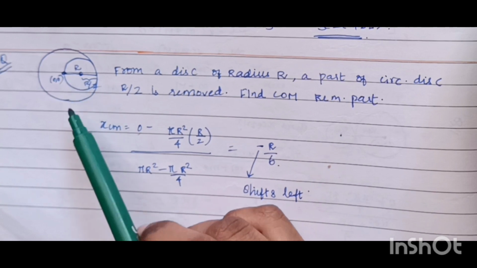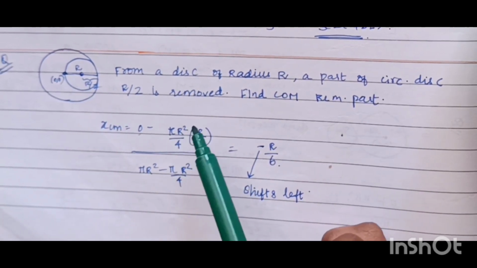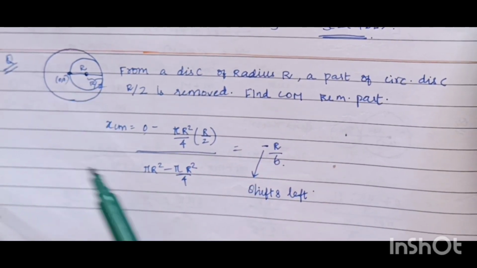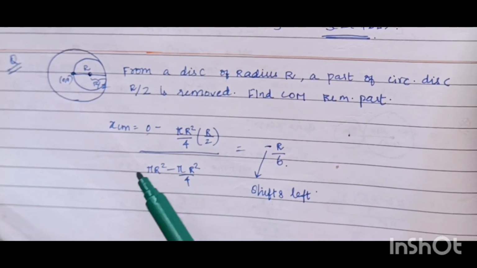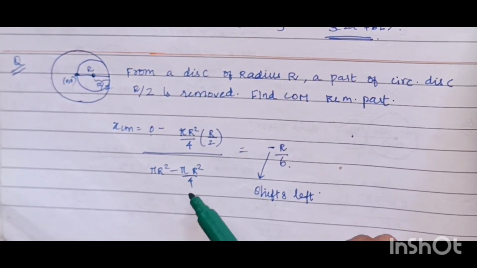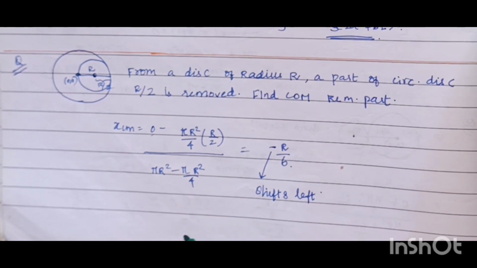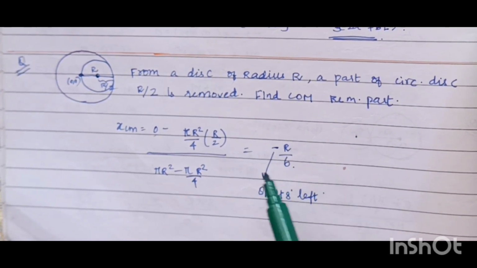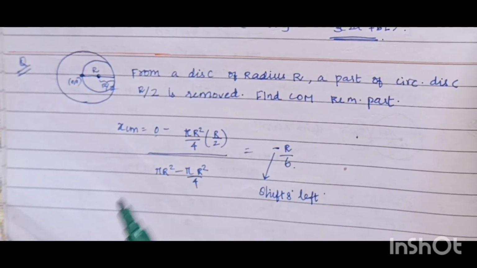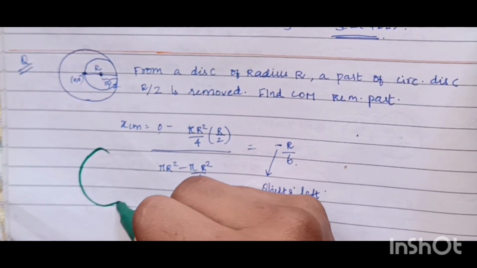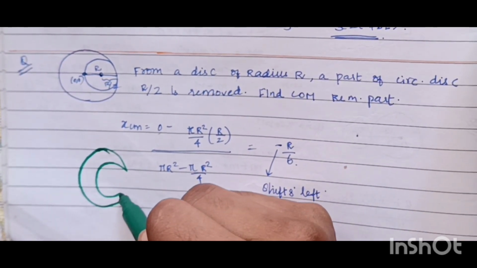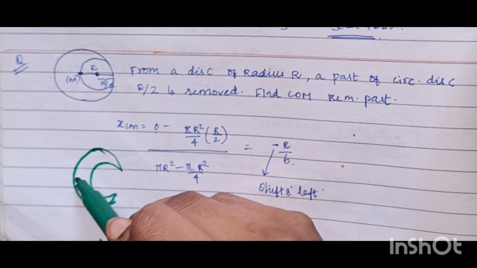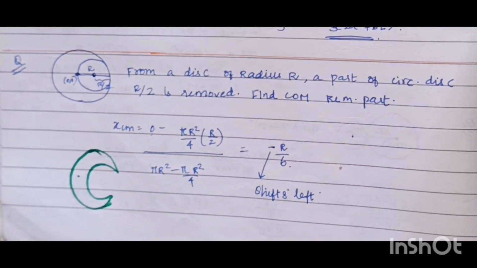a2 is pi into (r by 2) whole square, so it is pi r square by 4, into x2. x2 is the distance from 0 to this point, so that is r by 2, divided by a1 minus a2, pi into capital R square minus the small area, which is pi r square by 4. So this is the answer, and you can see the minus symbol here. The minus symbol represents that the center of mass shifts towards the left side, because after the removal there is no mass in this part, so it shifts towards the left like this. So minus r by 6 is the answer.